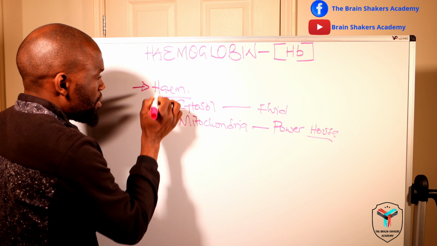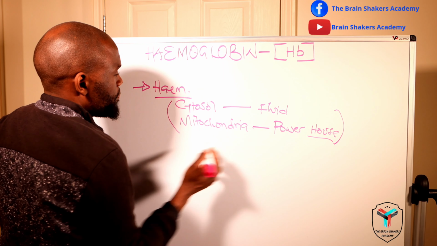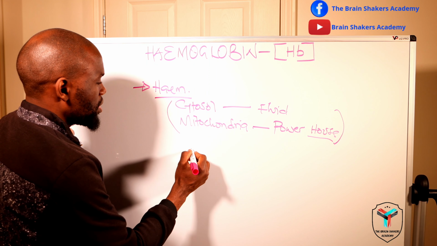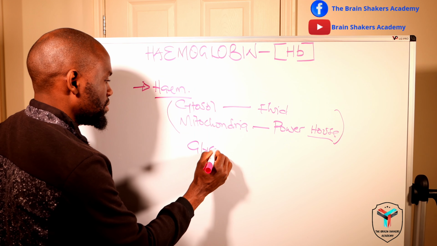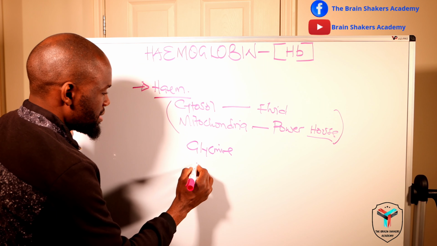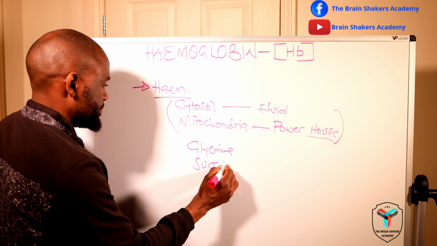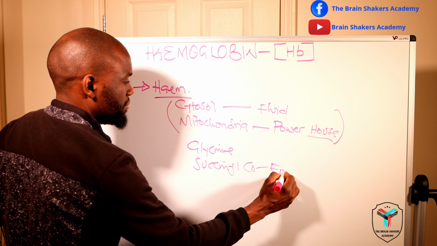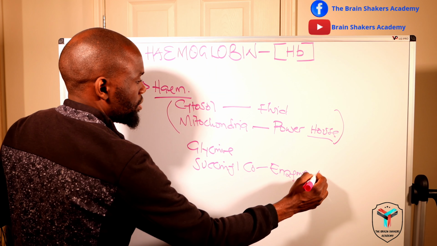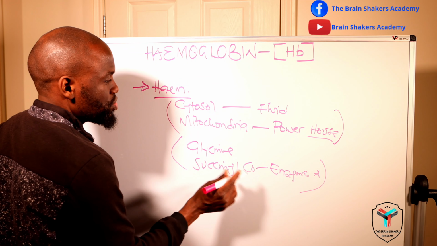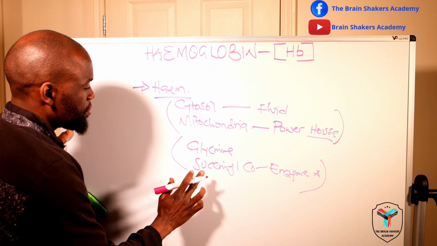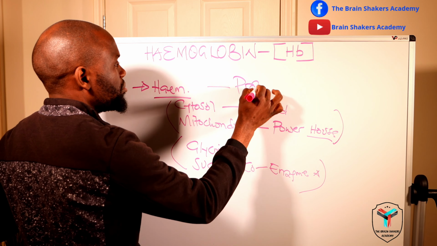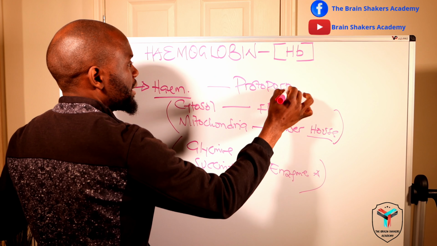So it is formed from these two. Now, how is it formed? There is condensation of what we call a glycine molecule and succinyl-CoA. So this is a coenzyme, okay? Coenzyme A. Once these two have been condensed, they will form what we refer to as a protoporphyrin ring.